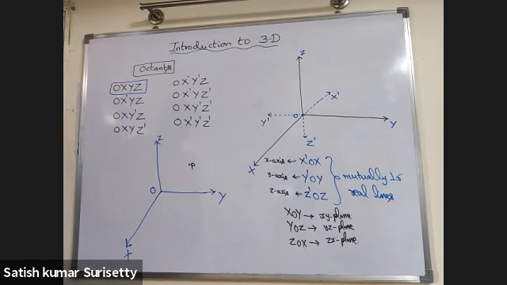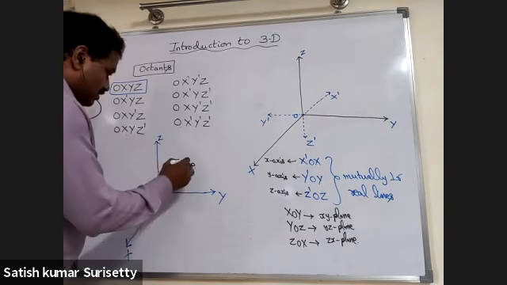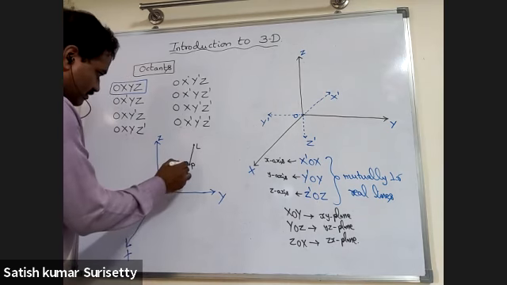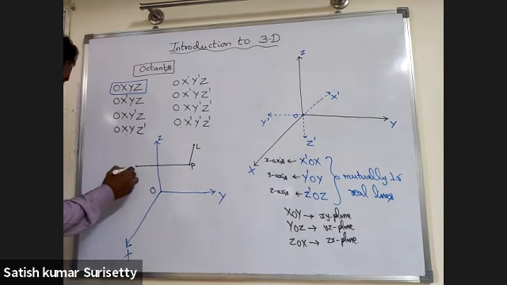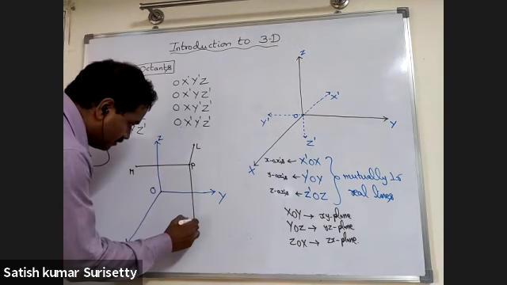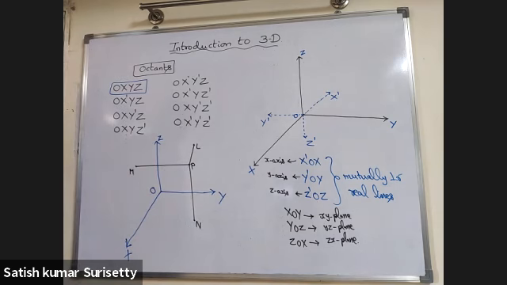Let P be any point in space. Draw PL, PM and PN perpendicular to YZ, ZX and XY planes respectively.